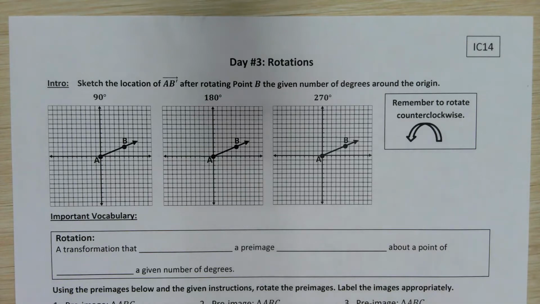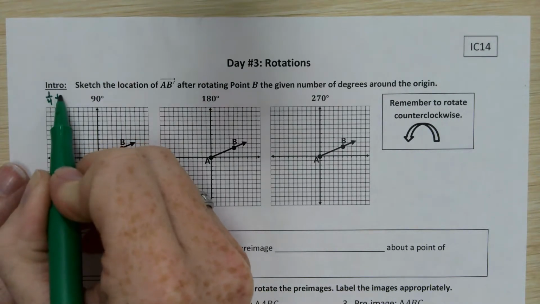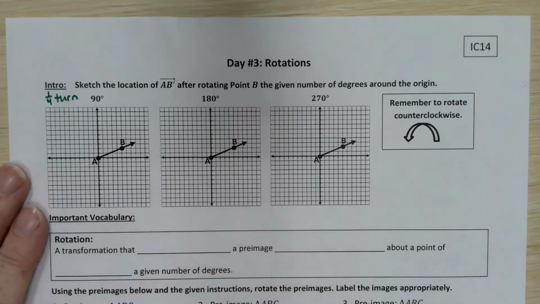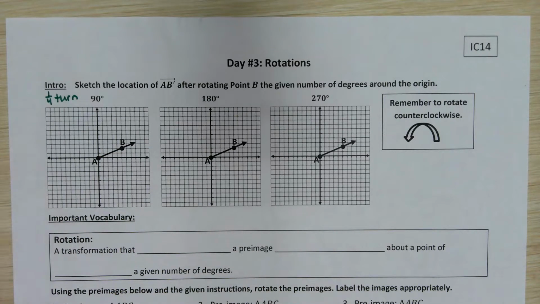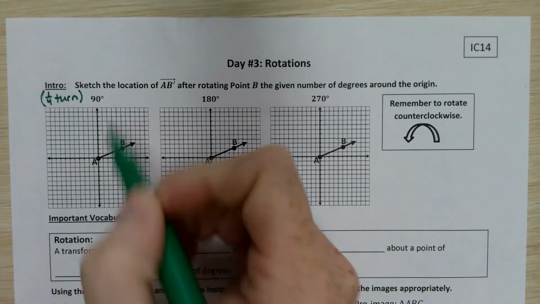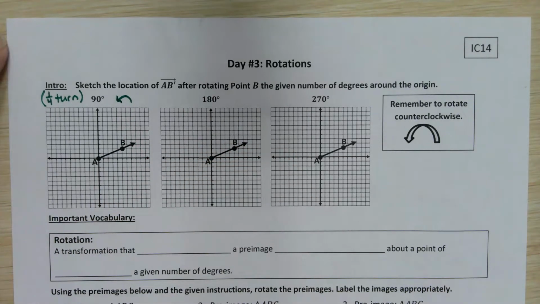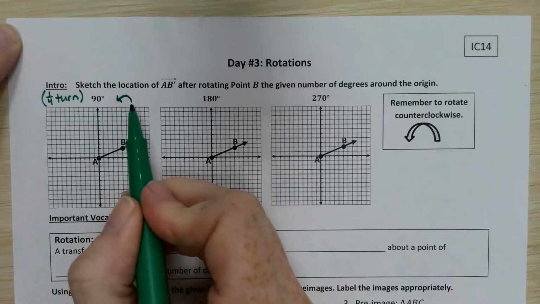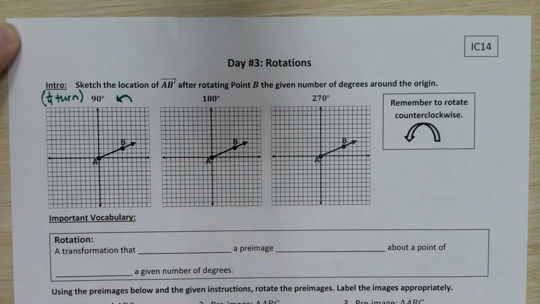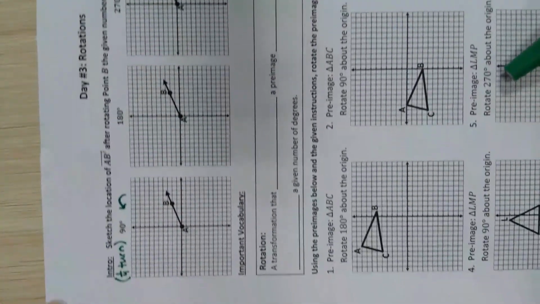So if we're rotating 90 degrees, that's the same thing as doing a quarter turn. So if you think about a full turn being all the way around the circle, that would be 360 degrees. 90 degrees would be a quarter of that way, and we're going counterclockwise. So what I'm going to do is take my paper, and I'm going to rotate it toward the left, because that's counterclockwise, but 1/4 of a turn. So basically, it's going to look like it's on its side.